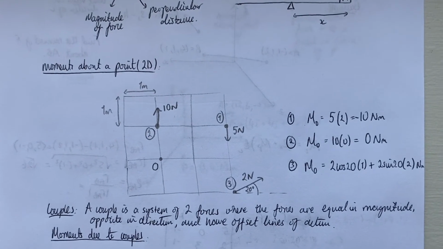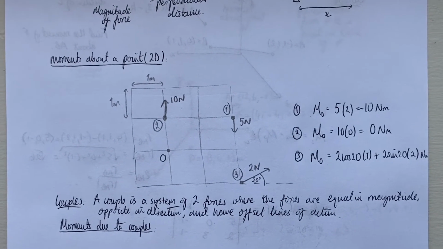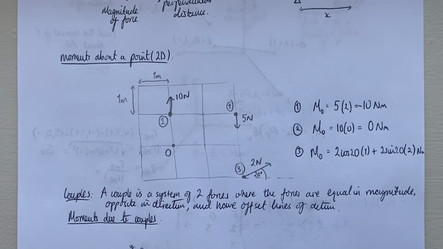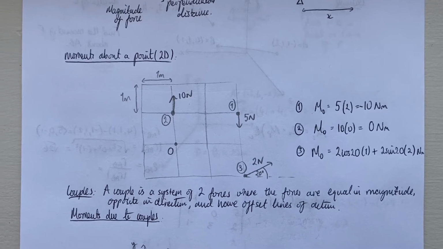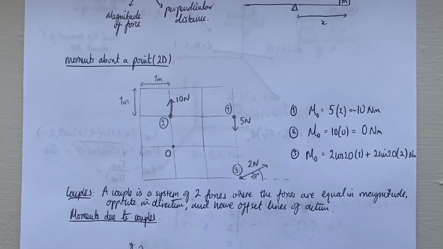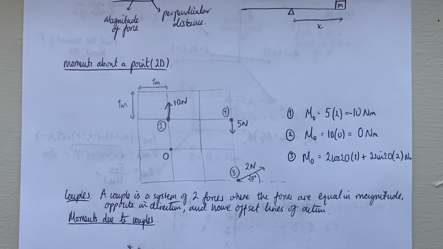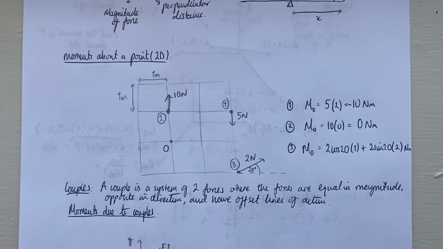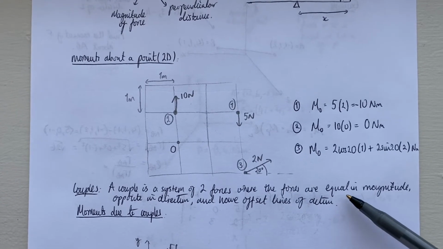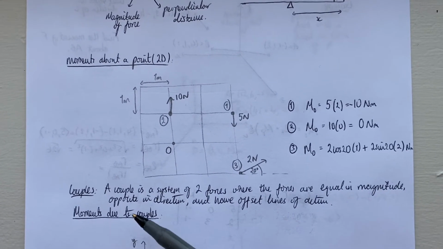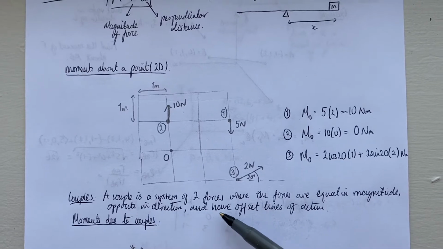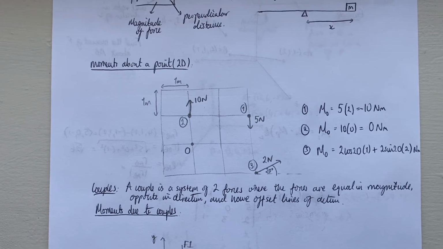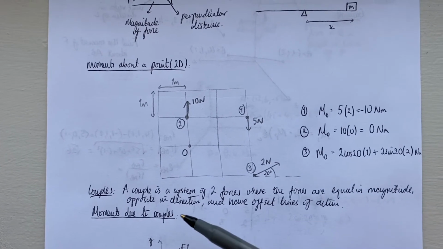So then after we did that, we moved on to something called couples. And a couple is nothing more than 2 forces which act on an object to exert a moment. And they have to satisfy 3 conditions. They have to be equal in magnitude, opposite in direction, and have offset lines of action in order to induce that moment. So there are 3 conditions that a couple needs to satisfy.